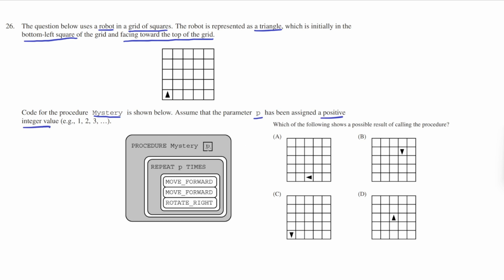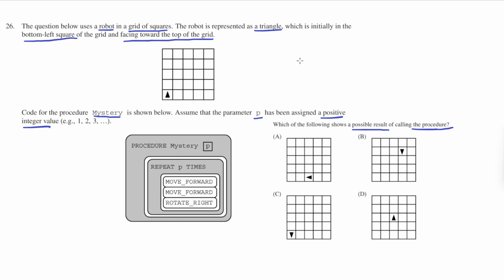This is the code here, the procedure p, that does this repeating code here. Which of the following shows a possible result of calling the procedure? So we don't know the value of p, but p here is the amount of times that this procedure is repeated. With this starting configuration, the triangle is pointing forward or up here. So what we need to do is find out, after some amount of p repetitions, which one of these is a possible orientation and position for the little triangle here.